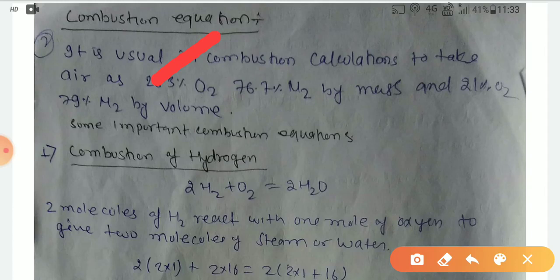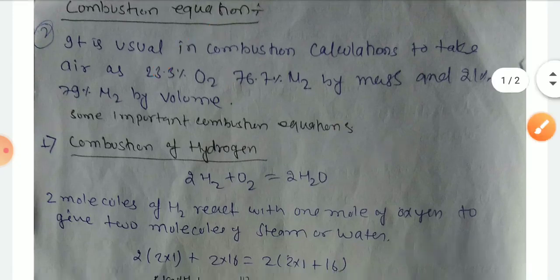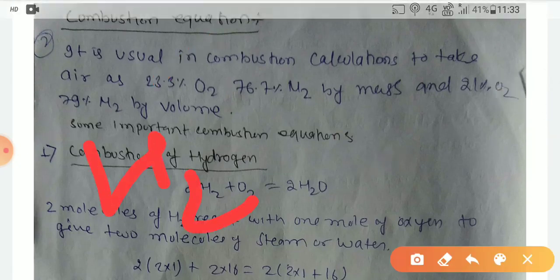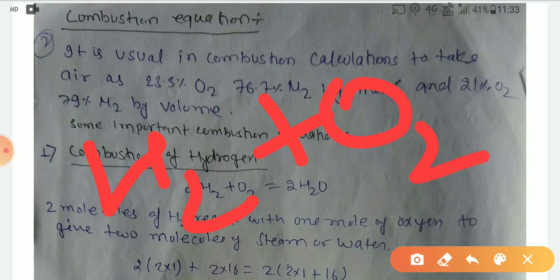Some important combustion equations I will discuss one by one. The first one is combustion of hydrogen. Here I write the combustion of hydrogen. The basic reaction is H2 reacts with oxygen to form H2O.